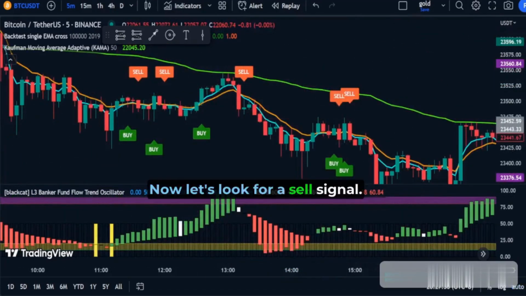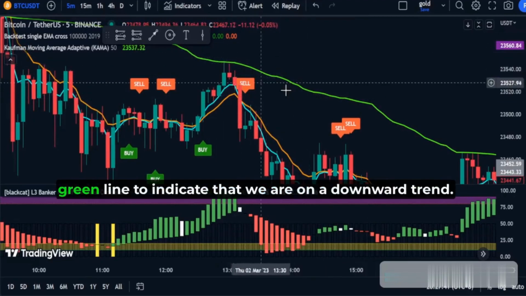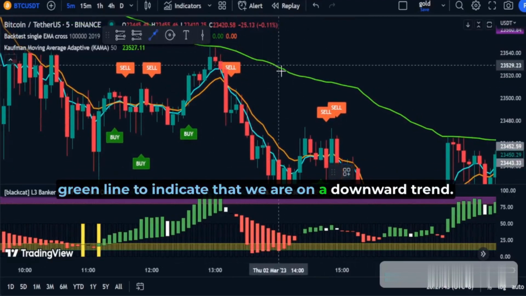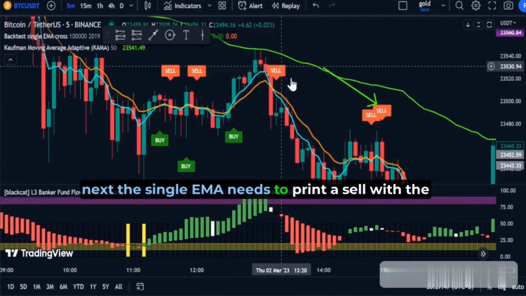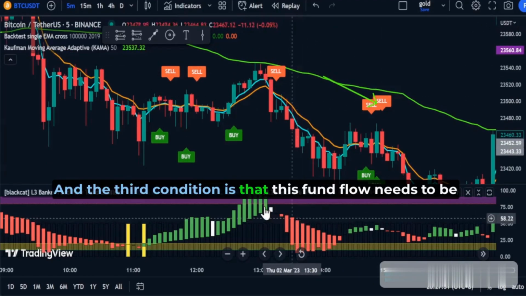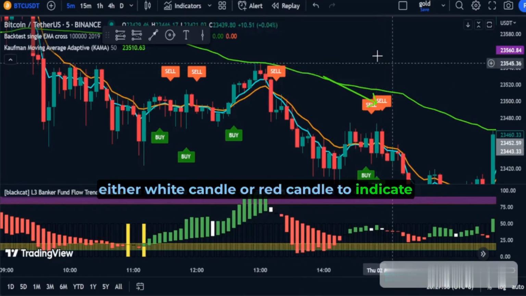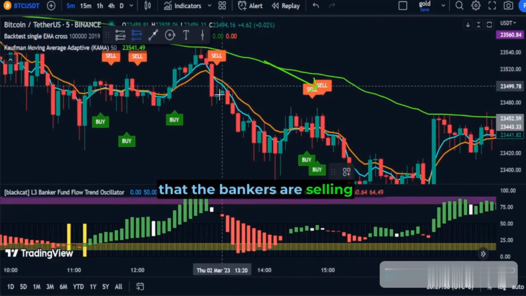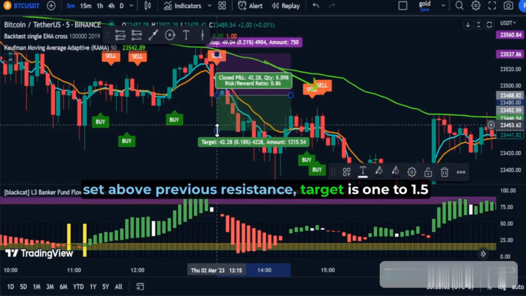Now let's look for a sell signal. For a sell signal, the price needs to be below the light green line to indicate that we are in a downward trend. Okay, next, the single EMA needs to print a sell with the candle which is also below the light green. And the third condition is that this fund flow needs to be either a white candle or red candle to indicate that the bankers are selling. Stop loss set above previous resistance. Target is 1:1.5.